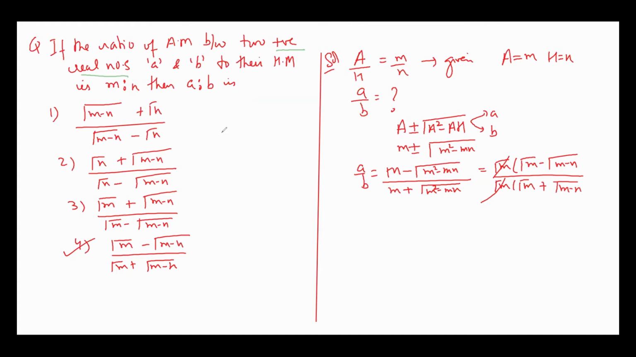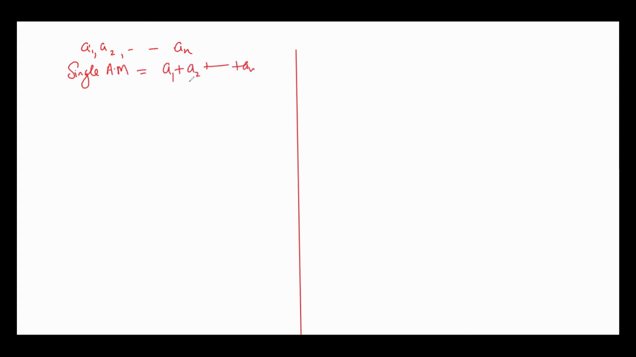is of a very important type. As you all know that if these are n positive numbers and you have to find a single AM, that means the average value of these n numbers, then the average or mean is the sum of the observations upon the number of observations.